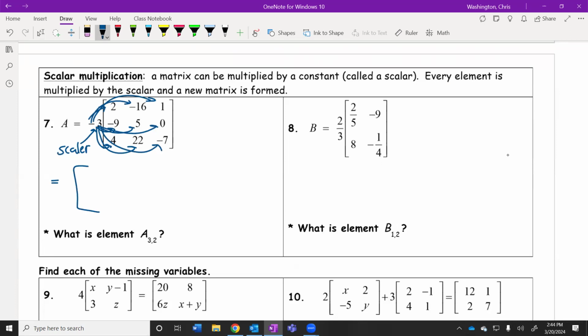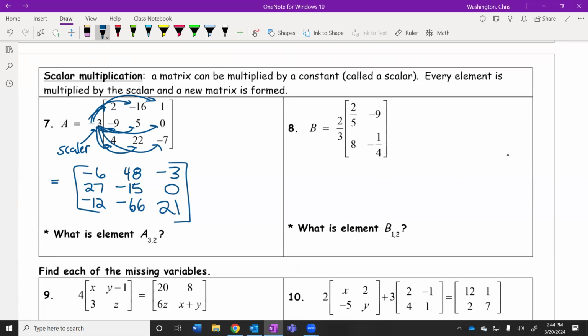So -3 times 2 is -6. -3 times -16 is positive 48. -3 times 1 is -3. -3 times -9 is 27. -3 times 5 is -15. -3 times 0 is 0. -3 times 4 is -12. -3 times 22 is -66. -3 times -7 is positive 21.